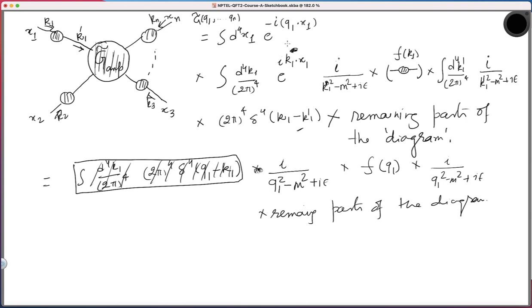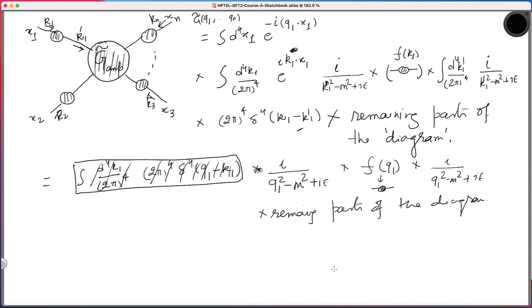So at the end I am left with two delta functions and two integrals, d4k1 and d4k1 prime. When I do those integrals over the two delta functions, neither those integrals nor the delta functions are left, and that is why you have this result. So this is fine, no problem here. I will be drawing it like this.